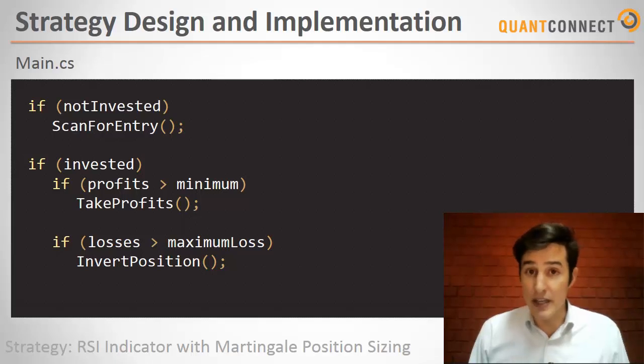Once we have an entry and we hold some assets, we're invested, we're going to scan to see if our profits meet the minimum criteria. Then, if we do meet the minimum criteria, we'll take our profits and exit the market. Or, if our losses exceed our maximum losses, we'll invert our holdings and go the opposite direction. Again, the exact mechanism for inverting our position or taking our profits, we haven't determined at this point because we're just looking to demonstrate Martingale.